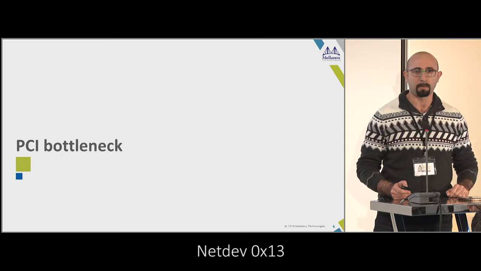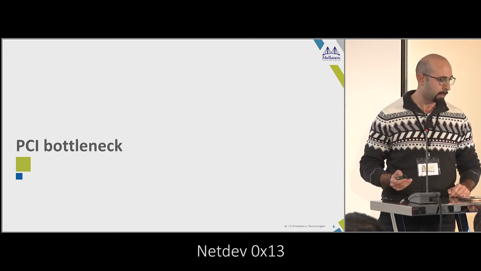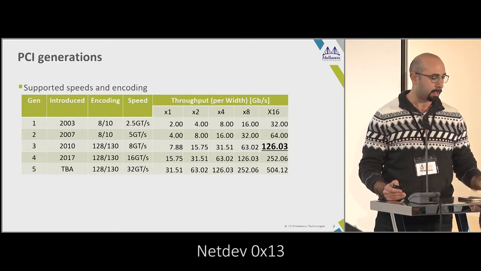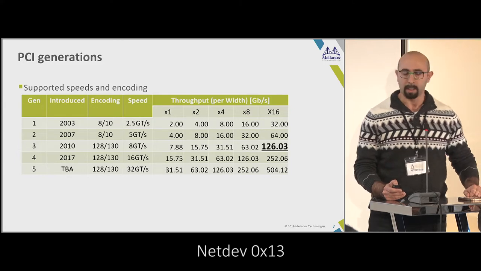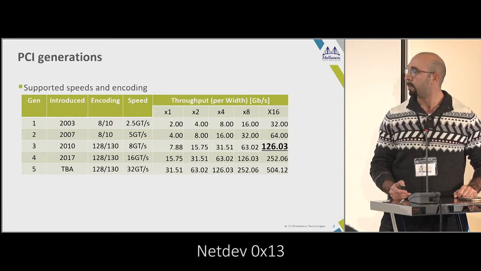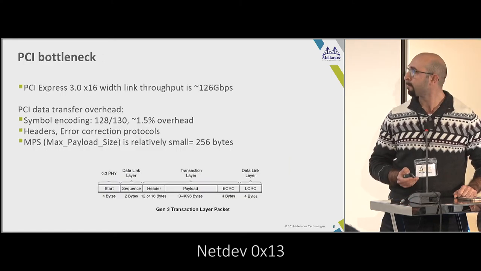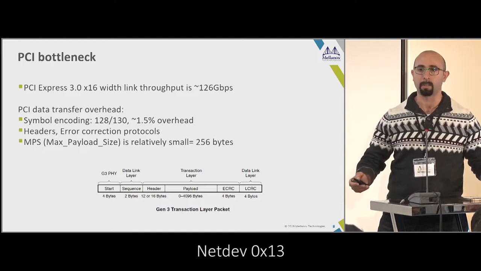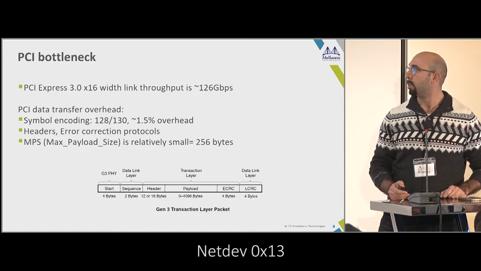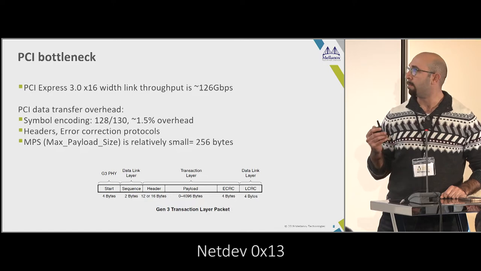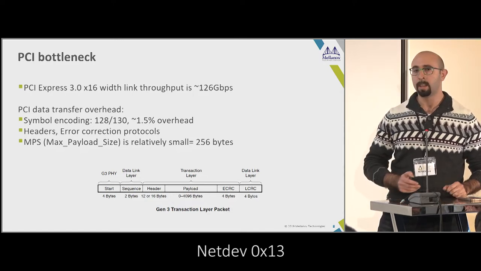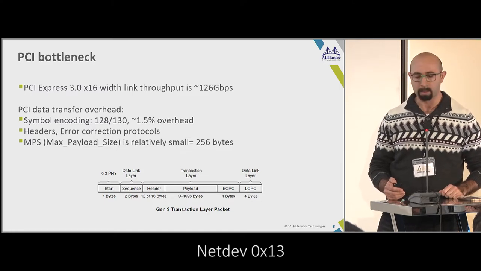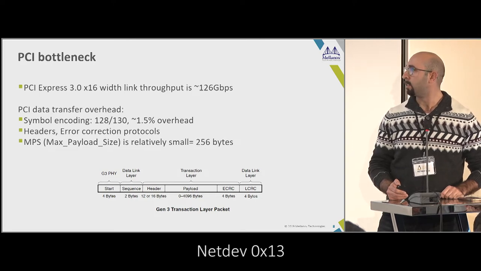Okay, so I will start with a PCI bottleneck. Here you see a table of the different generations of PCI. We're going to focus on generation 3. You can see that the throughput is about 126 gigabits per second. Now you take this 126, and not all of it is available for you, because you have some overhead for the symbol encoding. You have headers per transaction. The transaction is done in MPS size, which is relatively small. It's about 256. It's configurable, but it's still small.